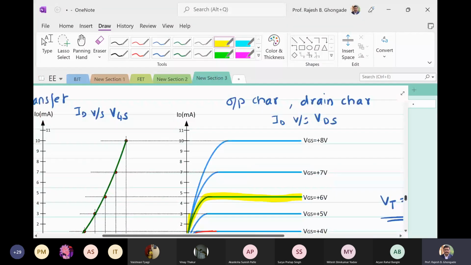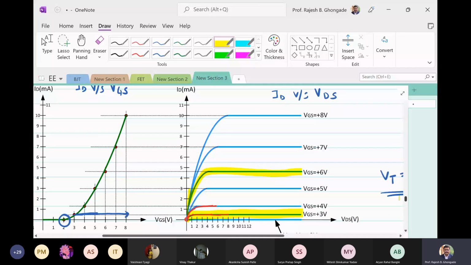If you look at the transfer characteristics, that is ID versus VGS, you'll see that up to a certain point, the drain current is 0. This point, which we call VTH, and then the drain current increases. But do you again see the relationship? Is it linear? No. So it is again non-linear. So MOSFET is again a non-linear device.